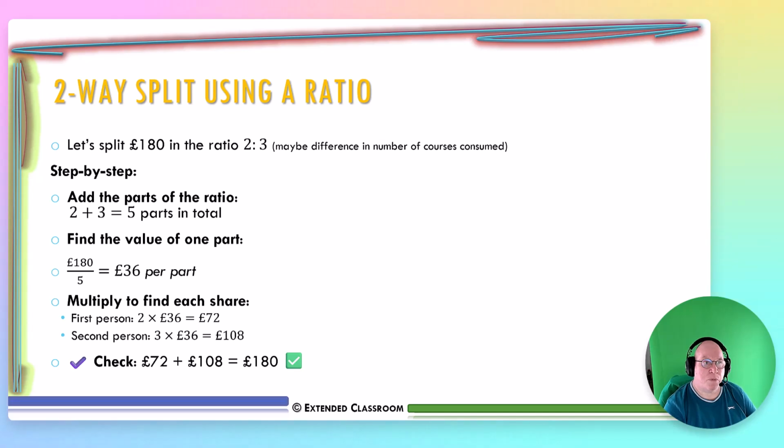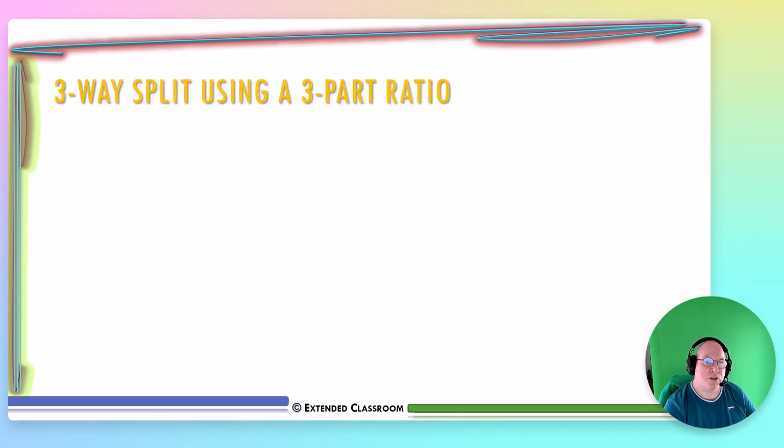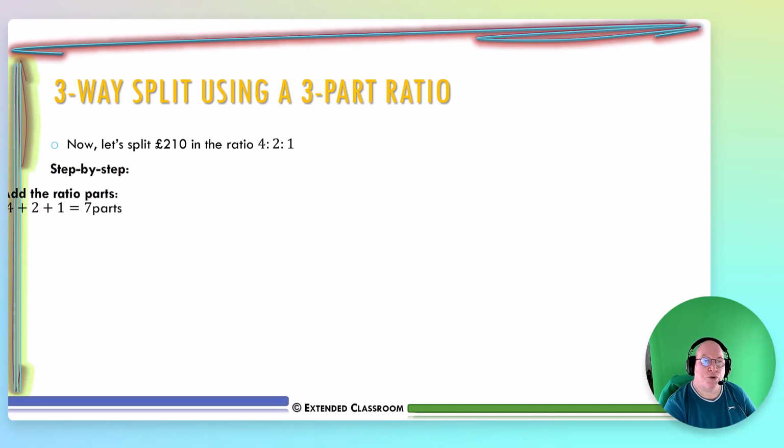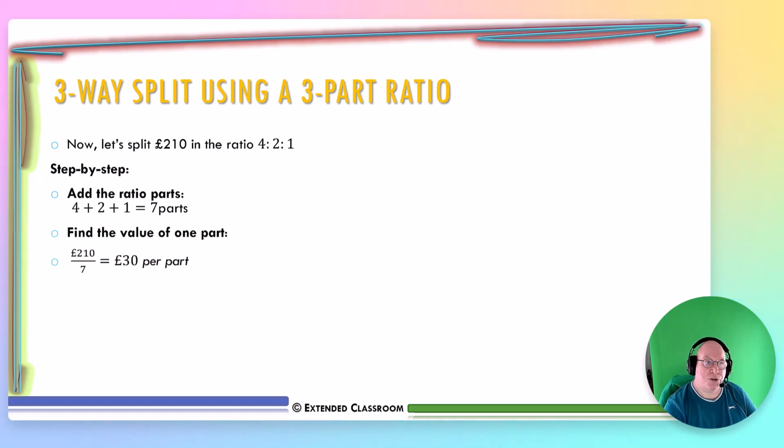So it's a check. For a 3-way split using the 3-part ratio, in this instance, we're splitting £210 using the ratio of 4 to 2 to 1. So again, what you've got to do is to find out what it is for the individual parts. So the total parts is your 4 plus your 2 plus the 1. So there's 7 parts in total. And then all we do is we divide the £210 by the 7, gives us £30 per part.